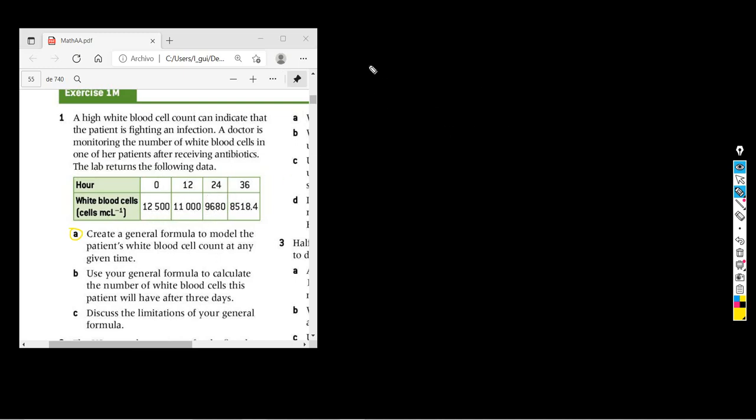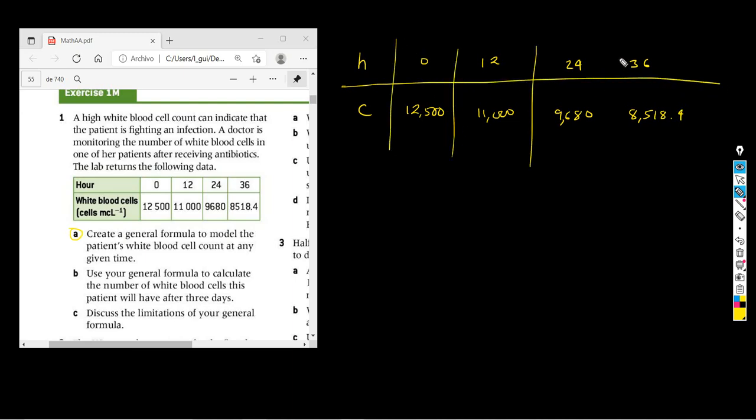I'm gonna copy this table very quickly in here, guys. In here we have a variable h for hour. I'm gonna just write h. And then we have 0 hours, 12 hours, 24, and 36. And in this other row, we will have the white blood cells count. I'm just gonna write C for convenience purposes. So at hour 0, we have this many cells. At hour 12, we have 11,000. And then this many. And then this many. Okay, let me draw kind of like a table. Okay, there you go.